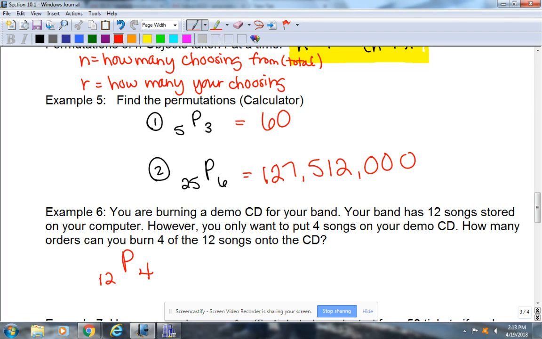Hang on. I want to see what my calculator does, because it does a little different. Oh, it does the same. 12P4. How many different ways can we make this CD? 11,880 possible CDs. Possible ways to make the CD. Does that make sense? Okay.